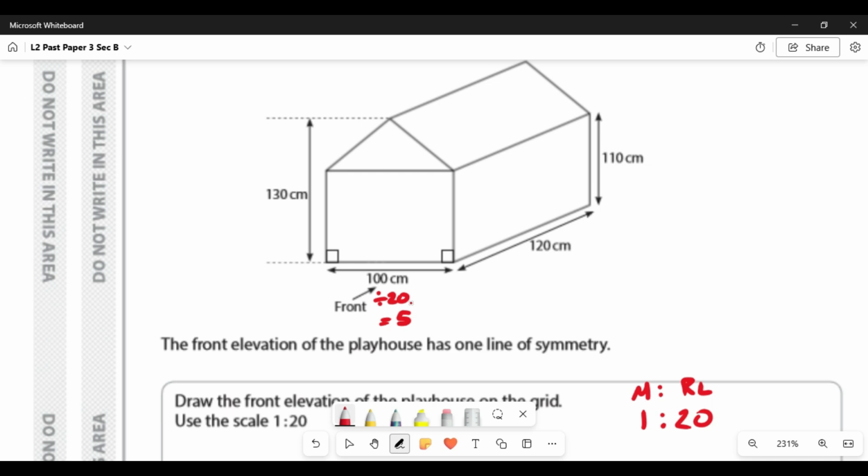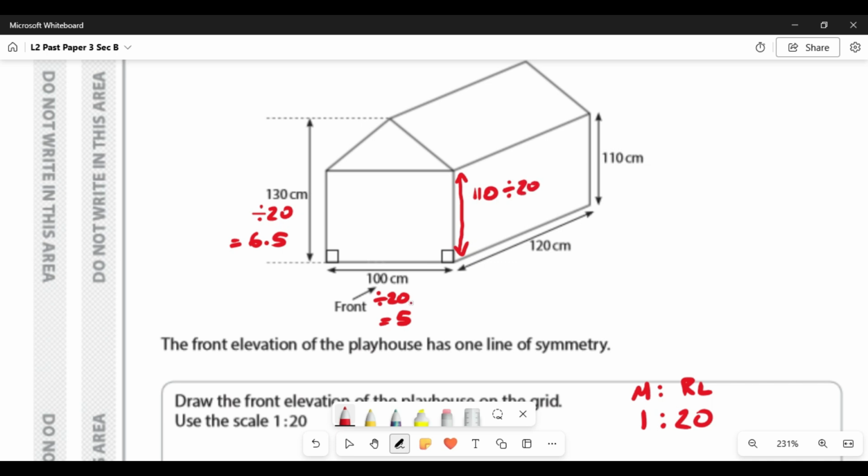Divide that by 20 as well. So 130, you can do that on the calculator, divide by 20. That's 6.5 squares from top to bottom. Okay. This bit here is the same as 110. So 110 divided by 20.